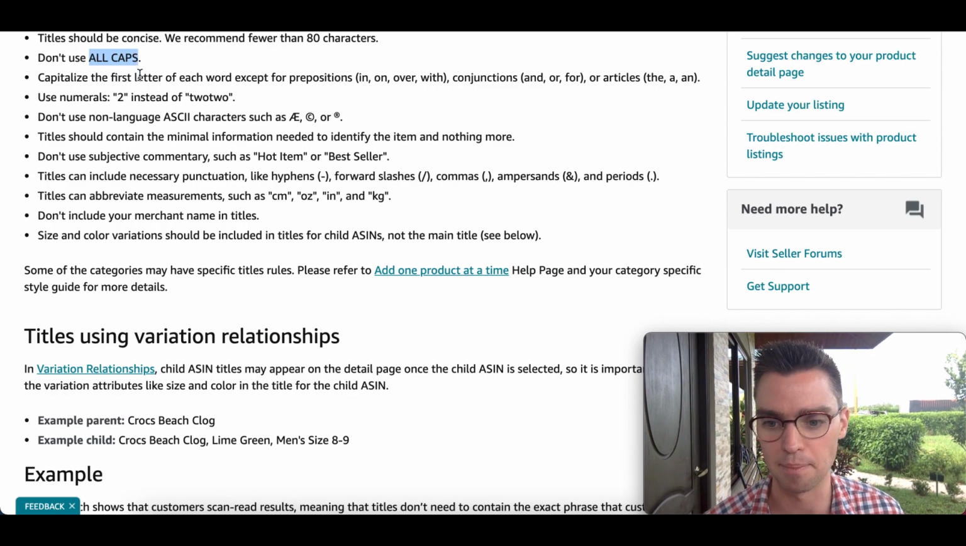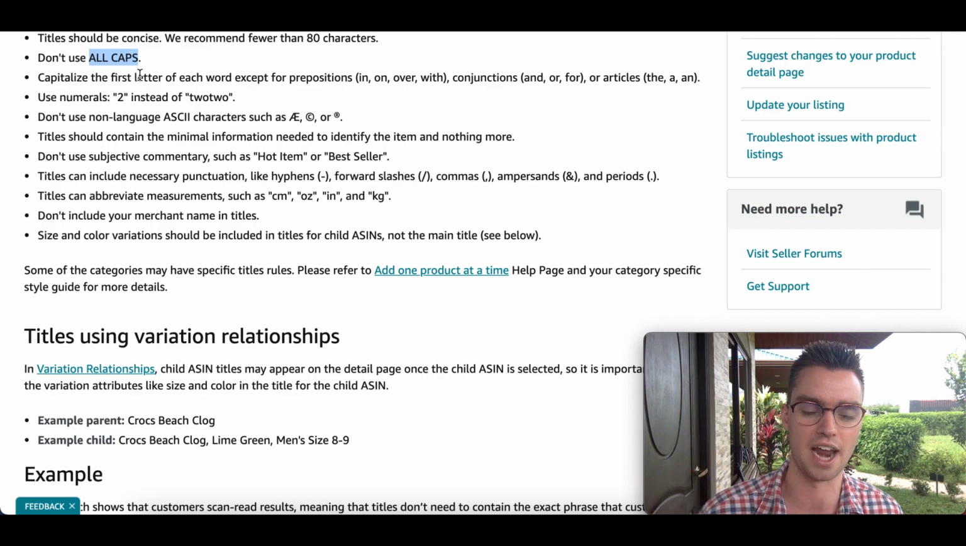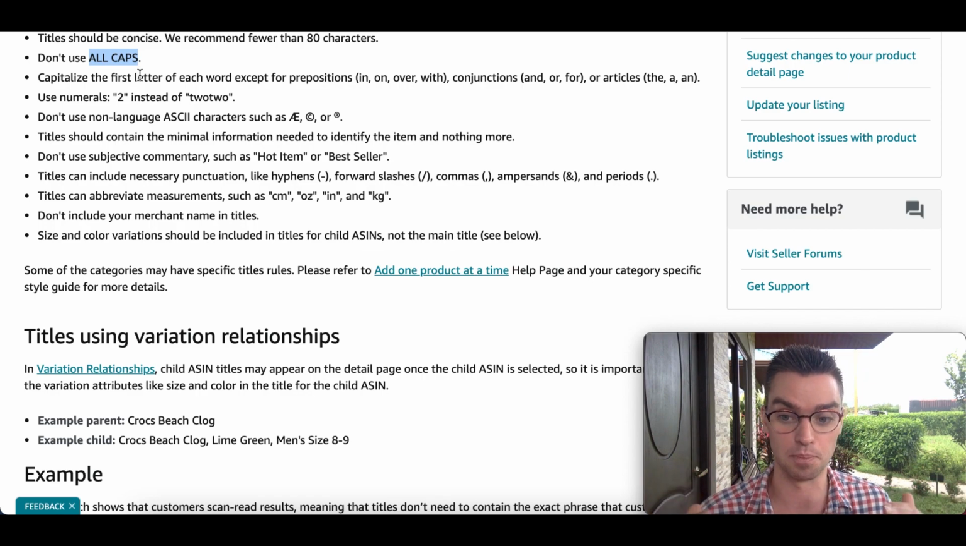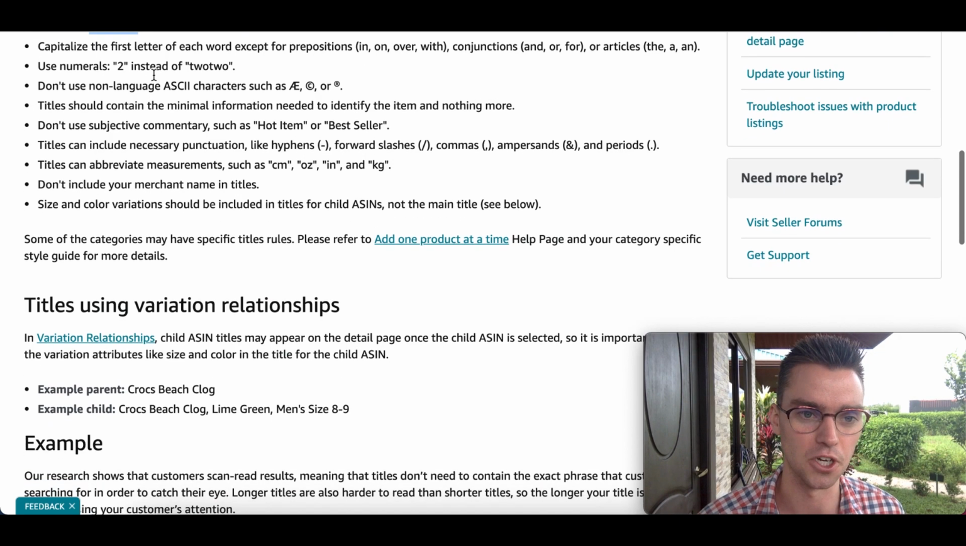Even if your brand is in all caps, personally, what I've done is contact Amazon to make sure that everything's okay. Have a rep look over my listing and just explain, hey, I know Amazon says not to use all caps. I've trademarked my brand in all caps, and you want me to use my brand in my listing, so making sure this is okay. Just something to consider. Not a big deal though.